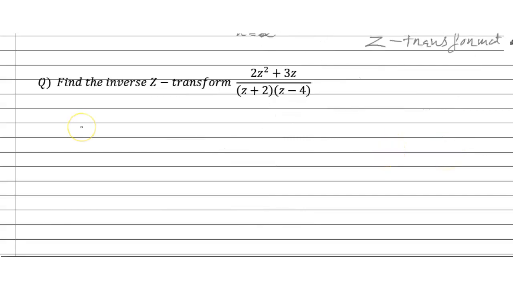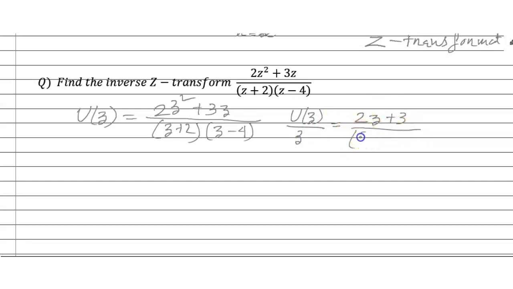two-sided z transformations. Now friends, again another question is U(z) is equal to 2z square plus 3z divided by z plus 2 into z minus 4. So it can be written U(z) by z is equal to 2z plus 3 divided by z plus 2 into z minus 4, and capital U(z) can be written 1 by 6 z divided by z plus 2 plus 11 by 6 z divided by z minus 4.